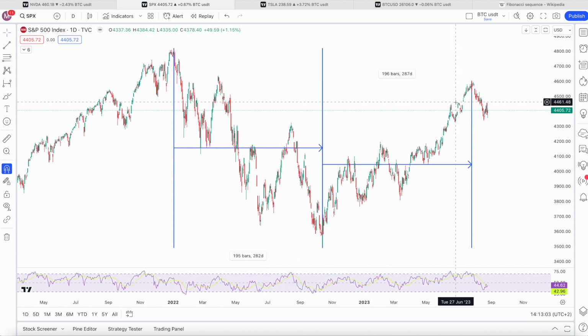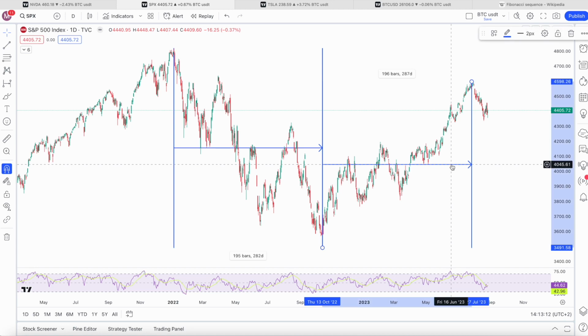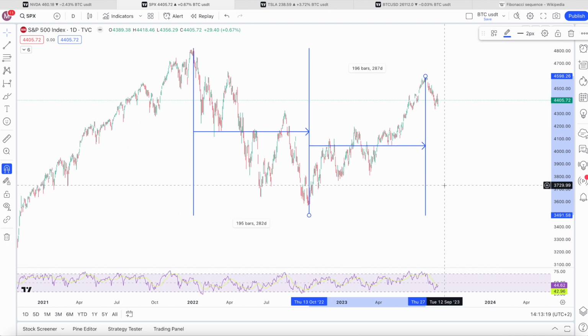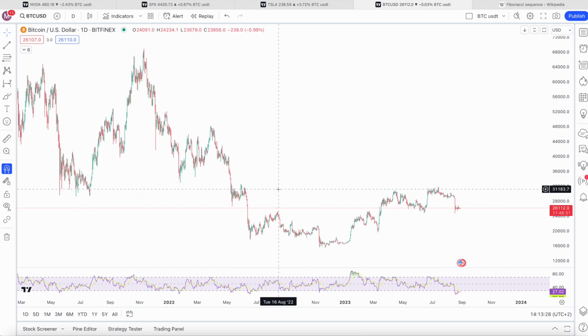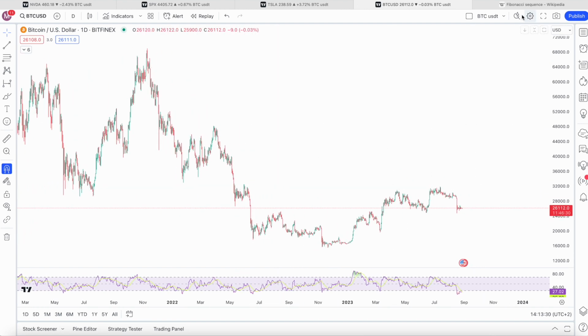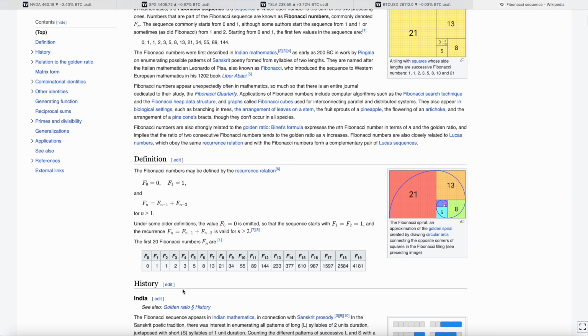So what it means is that the market was in a downtrend for 195 bars, and then it was in an uptrend for 196 bars, and each bar is a day. So what a beautiful market symmetry. If this was the top before a continuation of the bear market, well, something to keep in mind those days. And it's even more fascinating if you look at Bitcoin, because look at this. Remember the Fibonacci numbers. Look at them here.